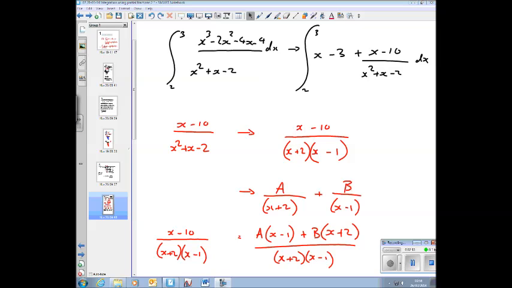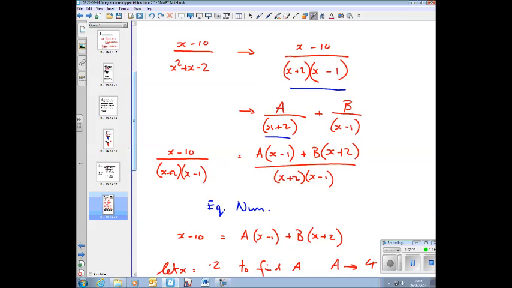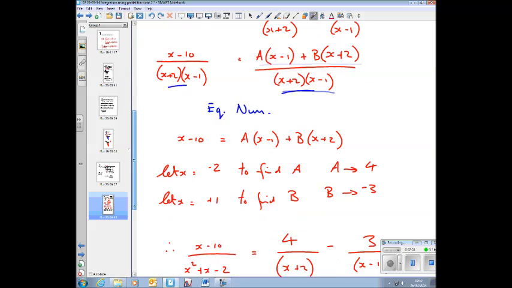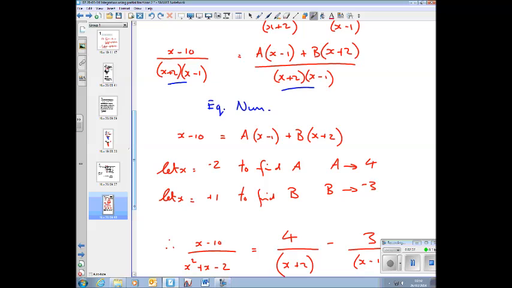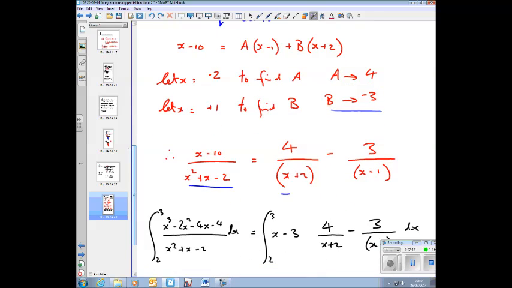So this bit we have to solve using partial fractions. So the first thing to do is factorise it, as we said, and then split it. So this becomes a over x plus 2 plus b over x minus 1. Recombining, we get this over the denominator, so you can equate the numerators because the denominators are the same. And then if I let x equal minus 2, I find a is 4, and I let x equal 1, I find b equals minus 3. So this partial fraction can be rewritten as that.